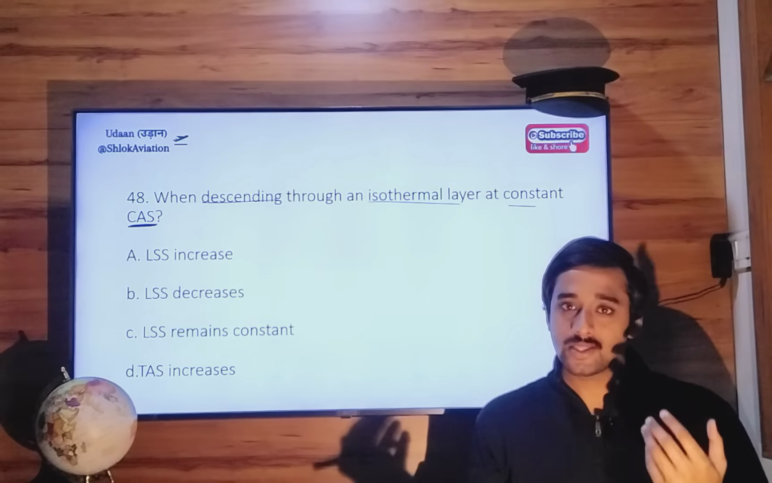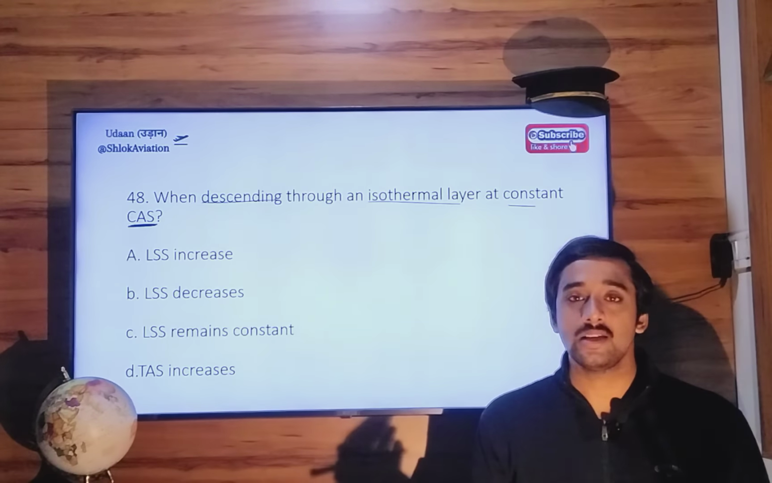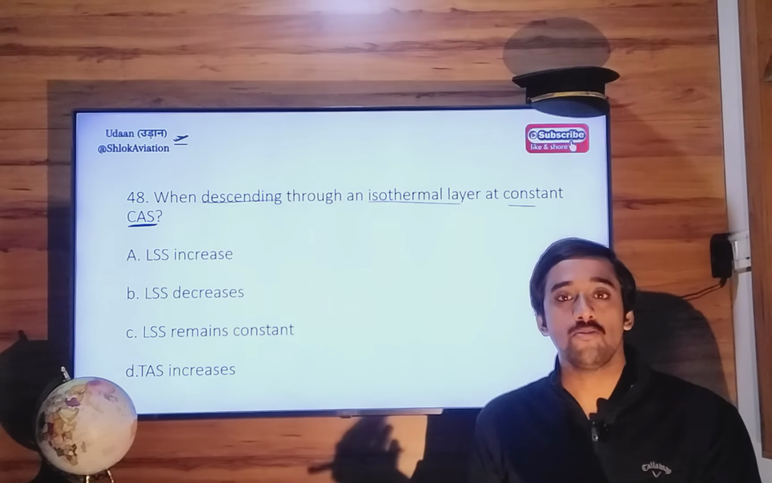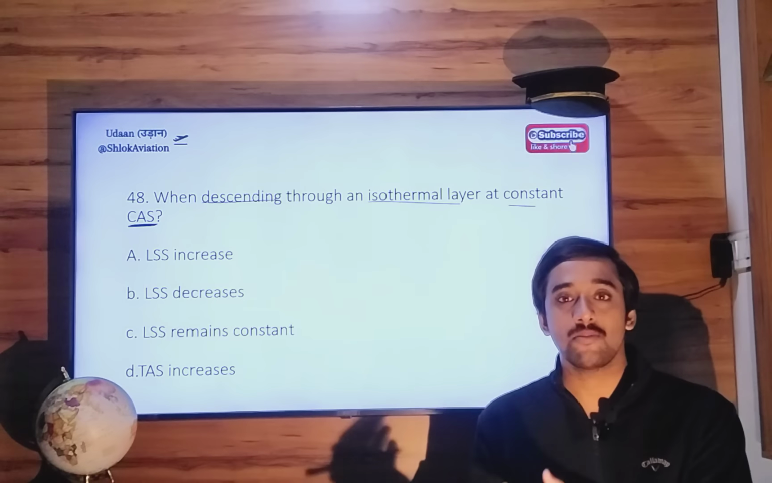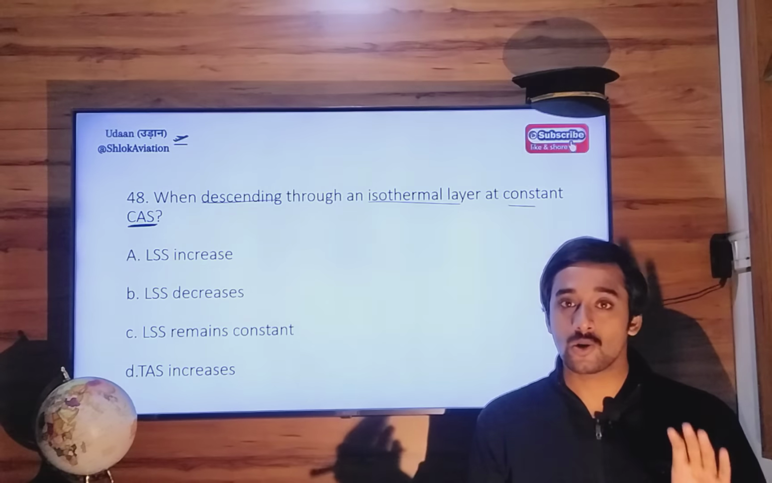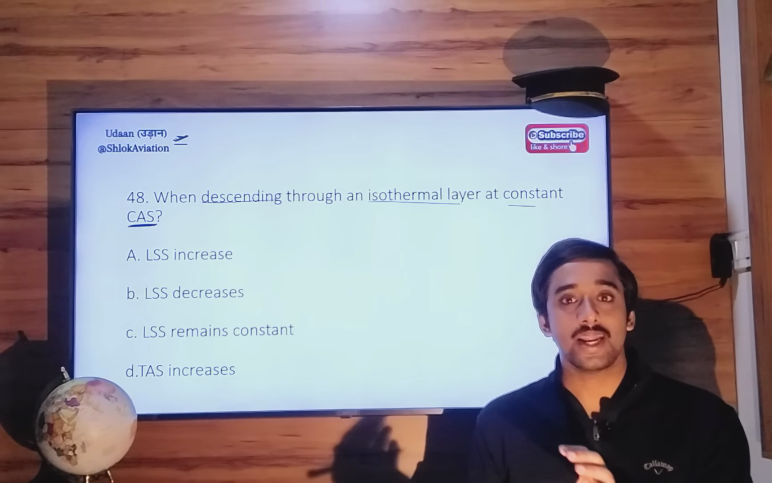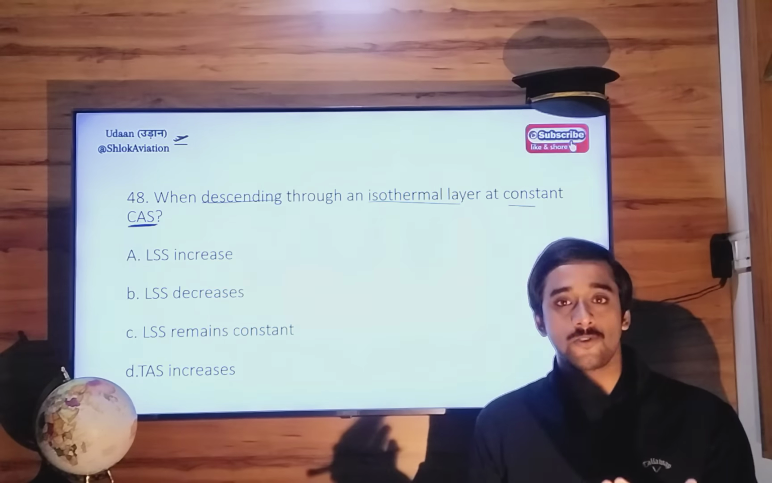Now, normally when you descend to lower altitudes, atmospheric pressure increases. With increase in atmospheric pressure, airspeed indicator is going to register more and more dynamic pressure. More and more dynamic pressure means more and more calibrated airspeed. So if you want to stop that calibrated airspeed from increasing and you want to maintain it constant or fixed, you will have to decrease the forward speed of your aircraft.